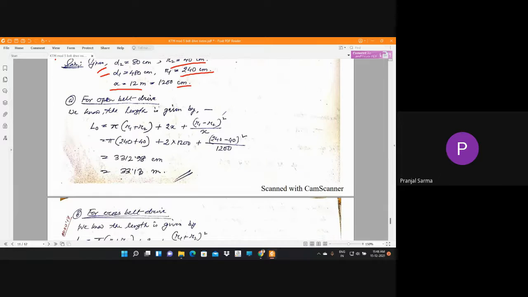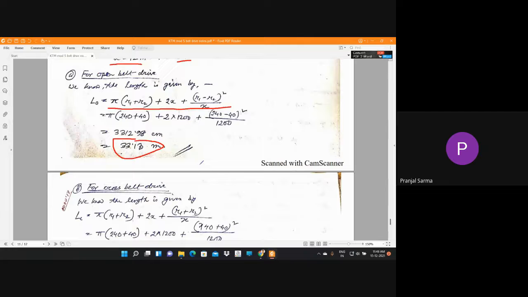First let's try for open belt drive. We know for open belt drive, the length of belt is given by pi into (r1 plus r2) plus 2x plus (r1 minus r2) whole square divided by x. Here x is the central distance, r1 and r2 are the radii of the pulleys, and the rest is simple. Just by putting in the values, after solving we have obtained the length required for open belting as 33.13 meter.